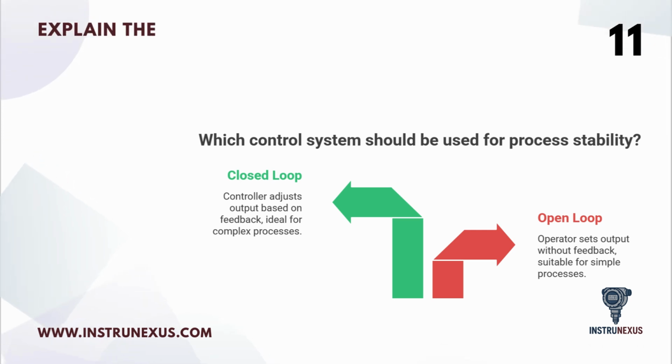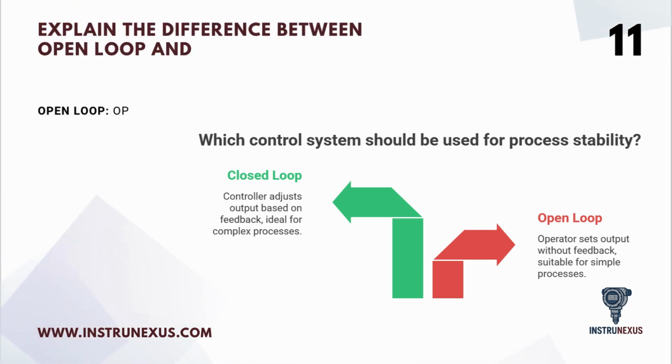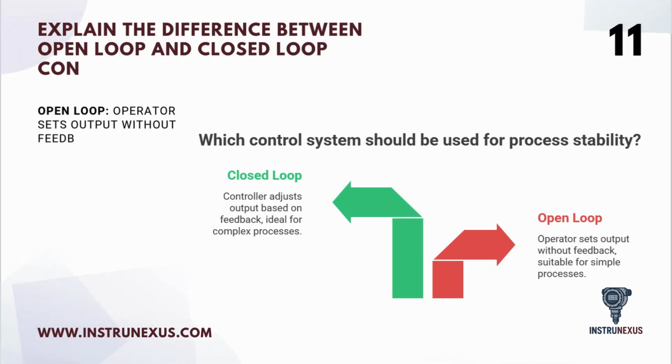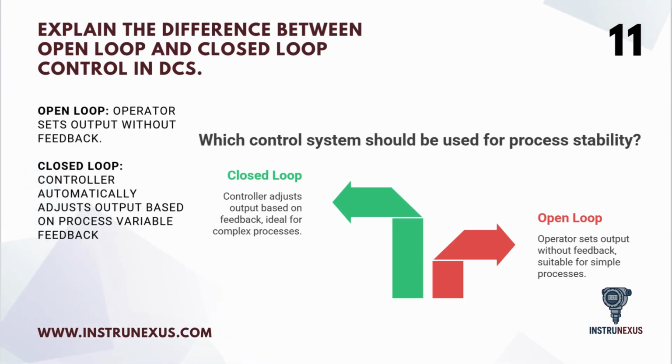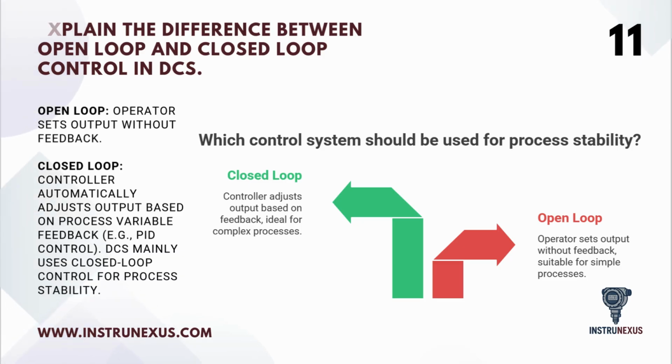Explain the difference between open loop and closed loop control in DCS. Open loop, operator sets output without feedback. Closed loop, controller automatically adjusts output based on process variable feedback, example, PID control. DCS mainly uses closed loop control for process stability.